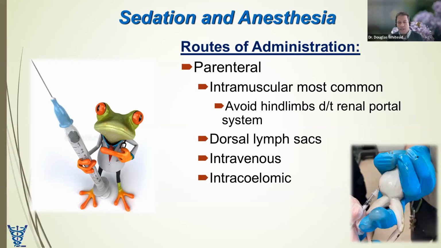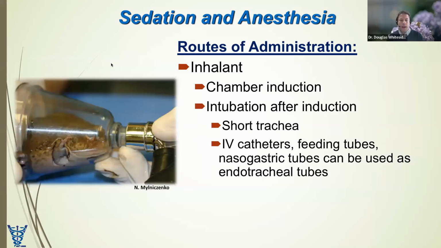Some people will also inject into the dorsal lymph sacs, over top of the pelvic area, for example. Intravenous routes, if you have access to an IV route, can also be used, and then intracoelomic routes have also been explored. Because the coelomic cavities of amphibian species are very well vascularized, it is well absorbed, but what we find with the intracoelomic route compared to other routes is that absorption tends to be quite often delayed.